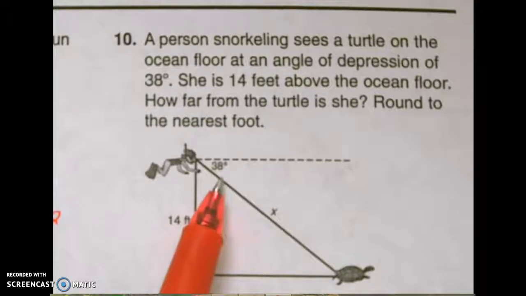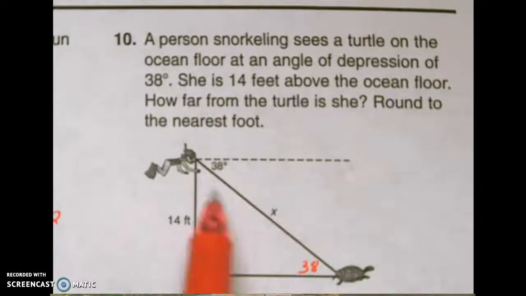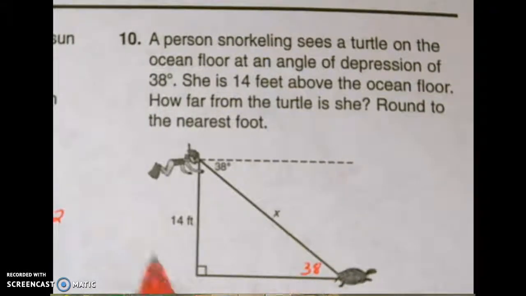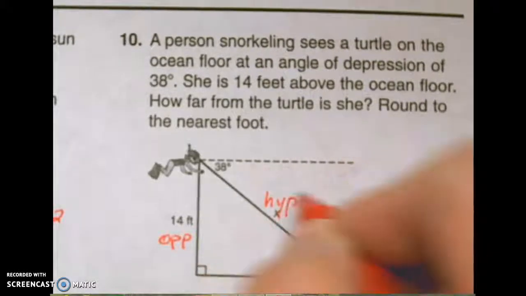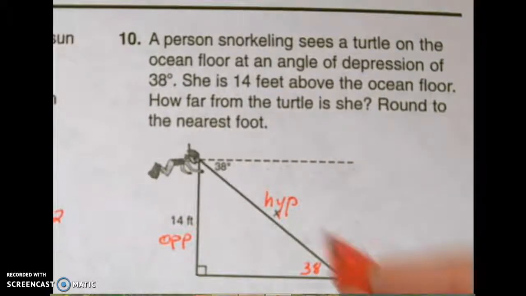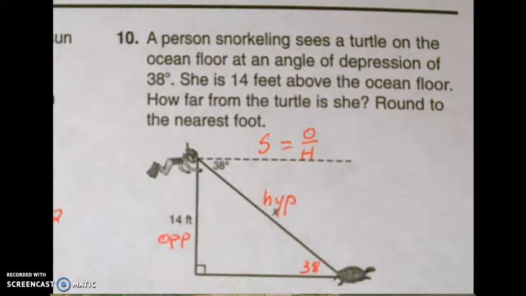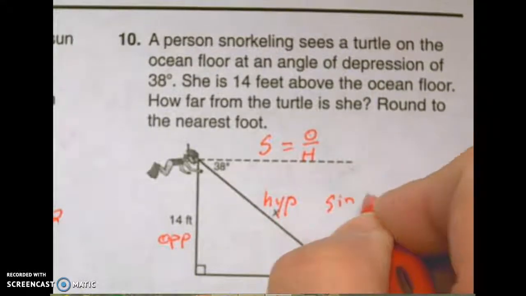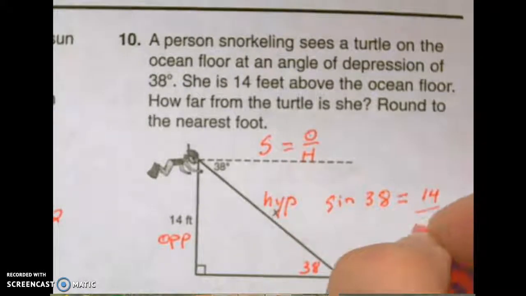So when you're looking at that 38 degrees, you also know that I have a 38 degrees here inside my triangle. Those are those alternate interior angles that make a Z or a backwards Z. With respect to my 38 degrees, my 14 is opposite. The x I'm looking for is my hypotenuse. Because of my SOHCAHTOA, I know I'm going to use the sine equal to the opposite over the hypotenuse. And I set up the problem with the information I have. So the sine of 38 is equal to 14 over the x that I'm looking for.